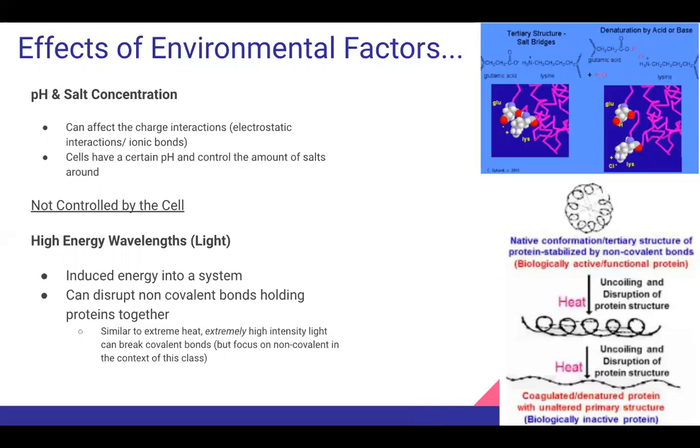And light is induced energy into a system, and this can disrupt non-covalent bonds that hold proteins together. And just like we said for the heat, if you have extremely high light intensity, that can have the ability to break covalent bonds, but you won't be asked about that for this class. You just have to assume that when you have certain environmental factors, the covalent bonds are strong enough to remain intact, and it would only disrupt the non-covalent bonds. Unless she was to add something else that would disrupt the covalent bonds.